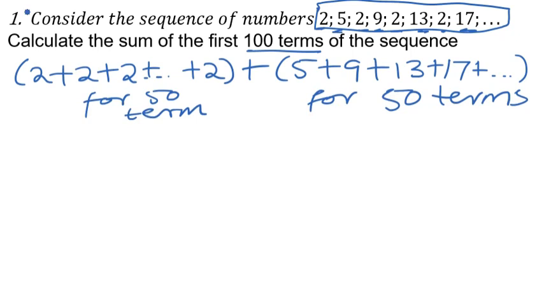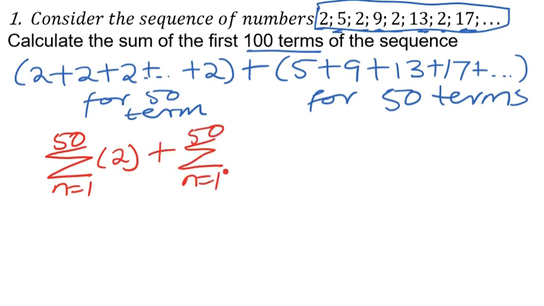Now we can even represent this in sigma notation, with n starting at 1 up to 50. Because the 2s do not change, for T1, T10, T20, you will always have that 2 there. For the other sequence, starting where n is equal to 1, that will be T1, up to T50.